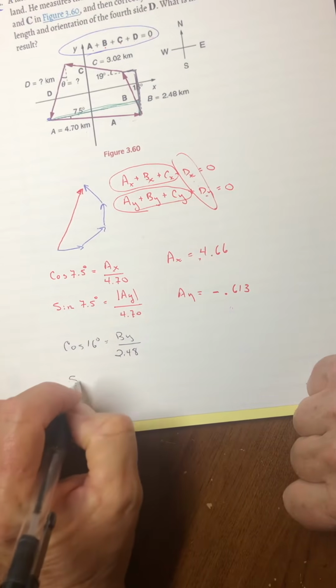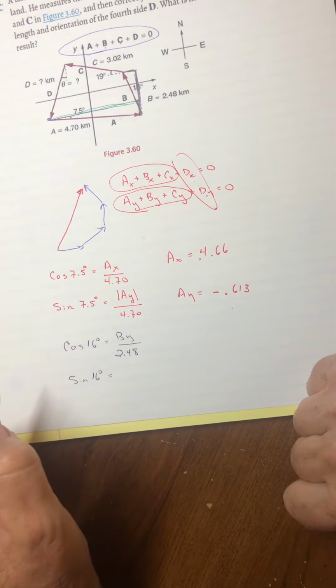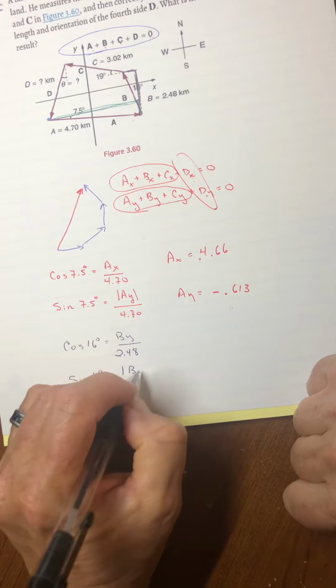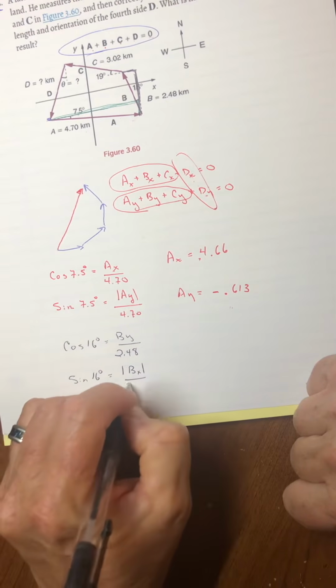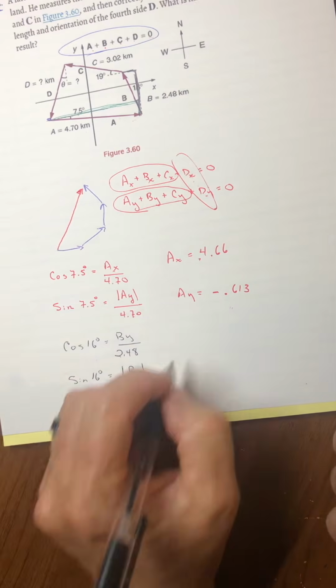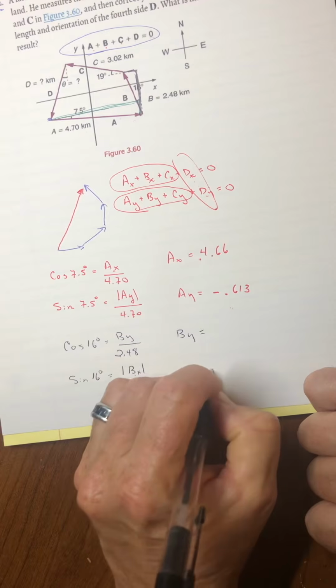2.48. And sine of 16 degrees would be, I guess I'll do the magnitude of bx over 2.48. Because again, that's going to be a negative number. So there gives me my by and my bx.